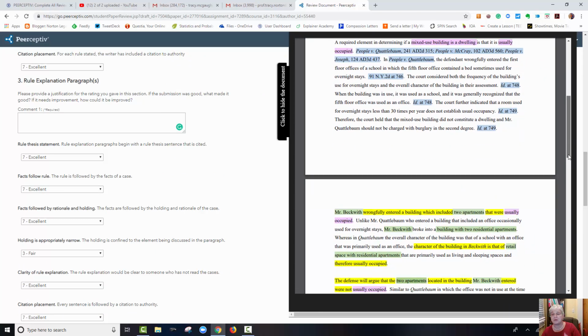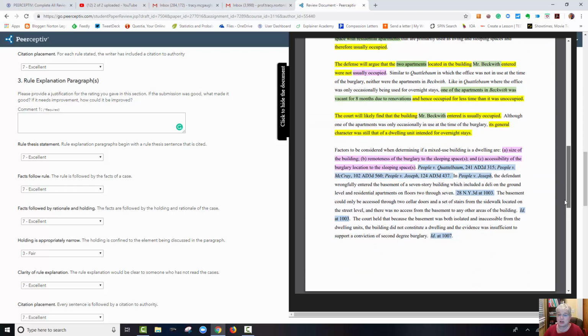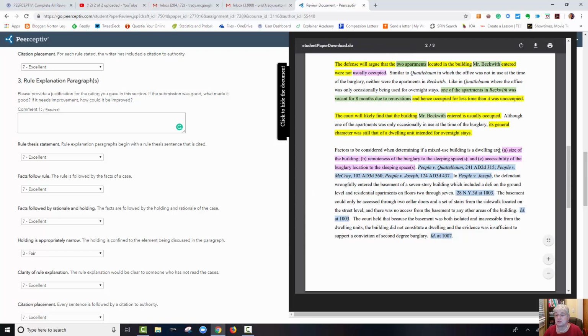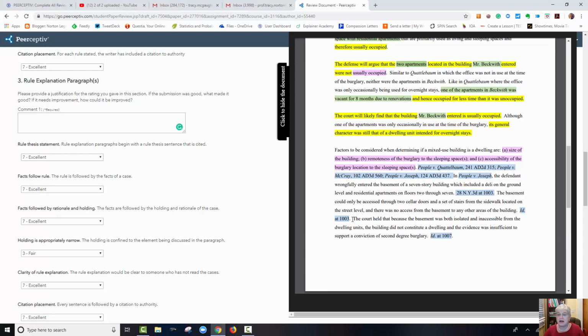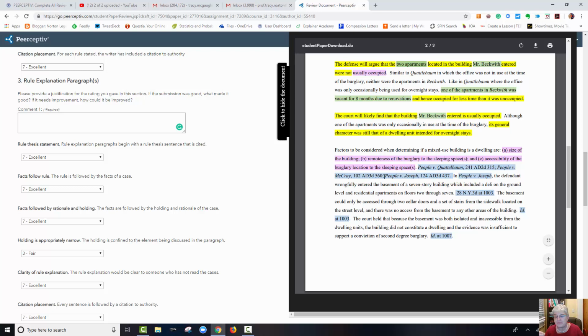Now I'm going to look at the second rule explanation and see if that changes. Factors to be considered when determining if a mixed-use building is a dwelling are the size, the remoteness, and the accessibility. There is a rule thesis here. The rule thesis could relate itself a little bit more closely to the threat of violence, but this is a valid rule. So I'm going to say excellent.